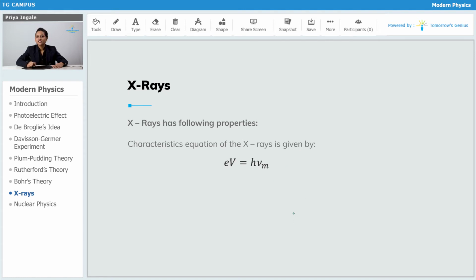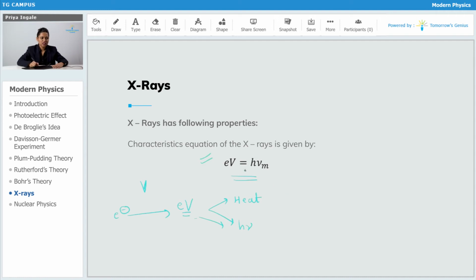Okay, so the characteristic equation of X-ray is given by, I have just told you that, right? If the potential V is applied and electrons are accelerated with the application of this potential, of course the energy will be eV, right? And when I say that this energy is converted into two types, whether it is lost in the form of heat or it is converted into h nu.